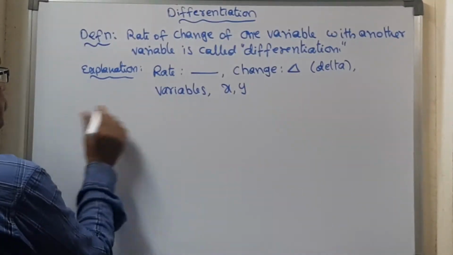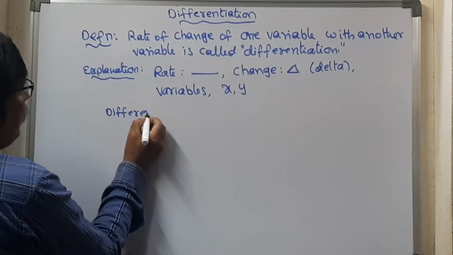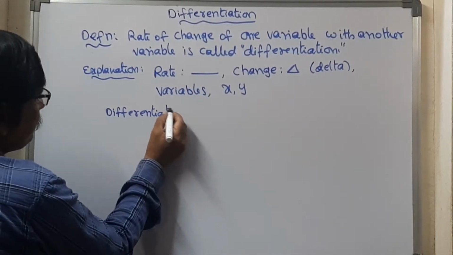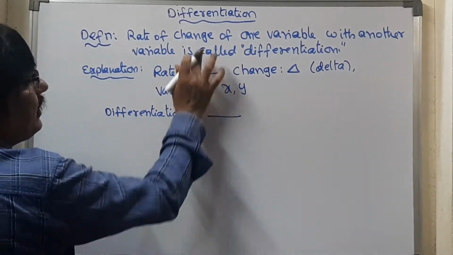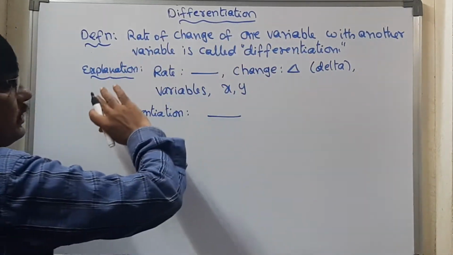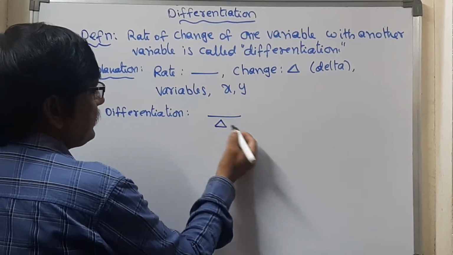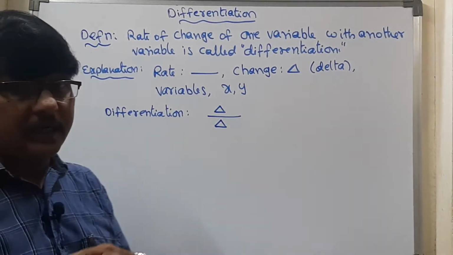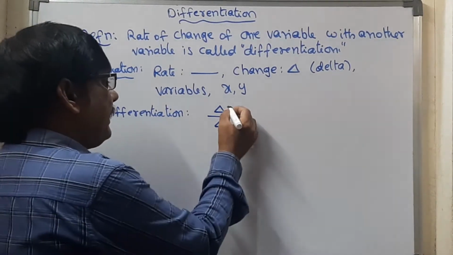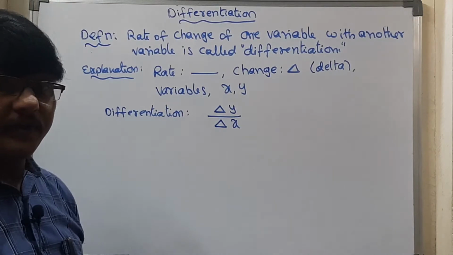Now let us apply the definition. How can we write the differentiation expression? The differentiation comes like this. The definition is the rate of change of one variable with another variable. Both variables are changing, so we take delta here, and delta here also, for one variable corresponding to the other variable. So we write delta y by delta x. Okay, got it? Delta y by delta x.